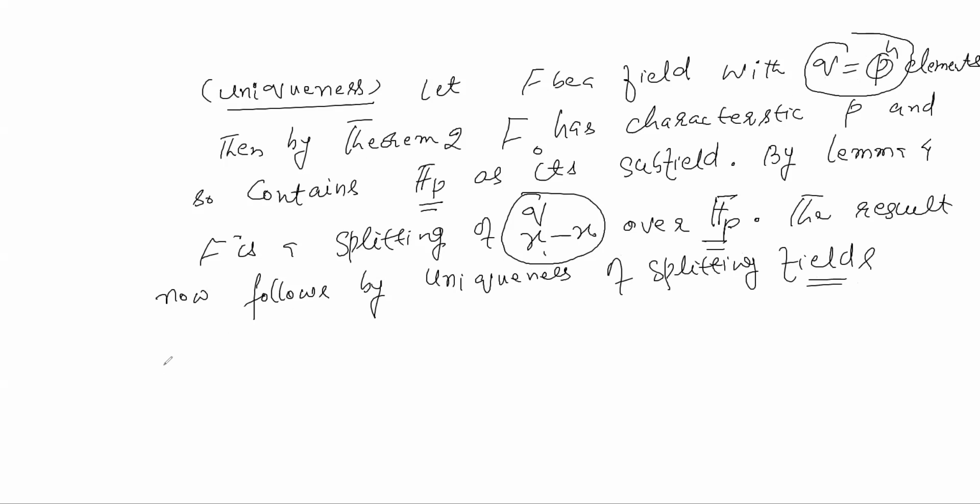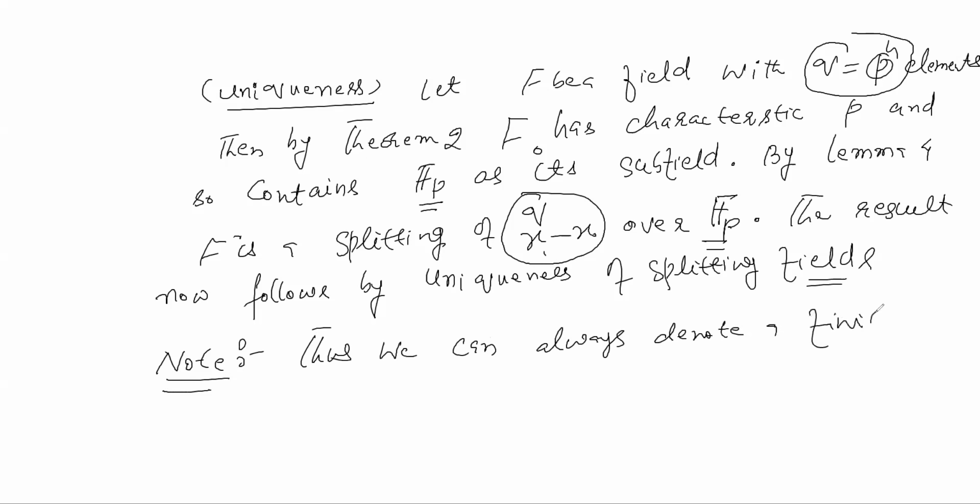Okay, so as a note, you can denote a finite field with this symbol. So thus we can always denote a finite field with Fq. Now this is our standard notation for finite fields, because we have just seen that finite fields are precisely of this form. Okay, and in fact unique. So this is the standard notation for a finite field.